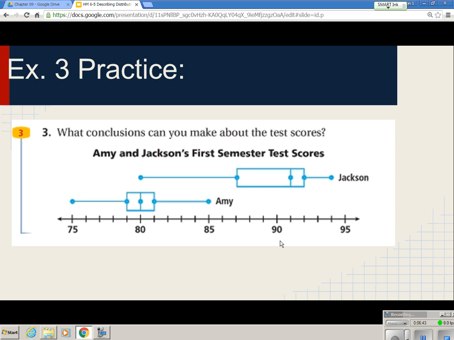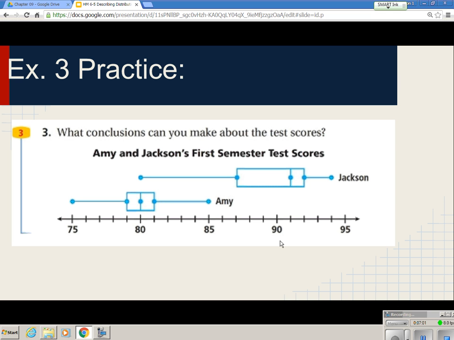All right, so what I want you to do now is write a conclusion about what you see here. This is Amy and Jackson's first semester test scores. So you can see where they're at. You can go ahead and give me information. Look at it a little bit, come back, and I'll kind of tell you what I see.